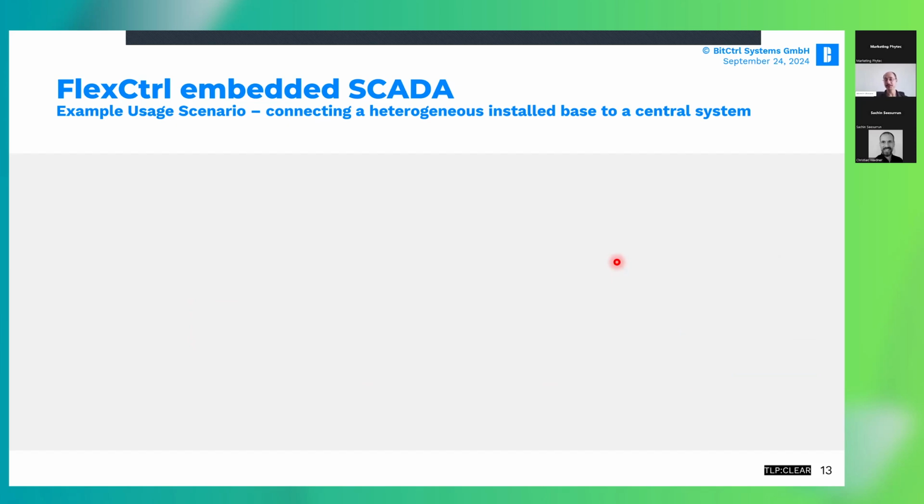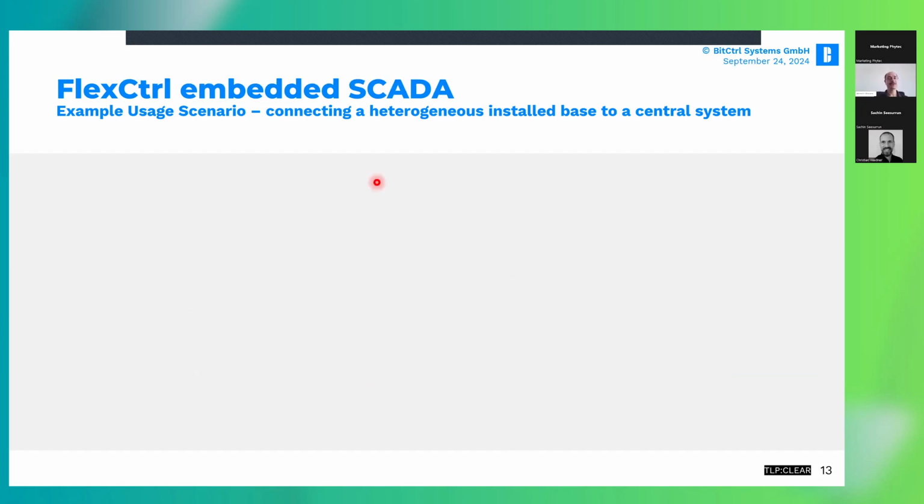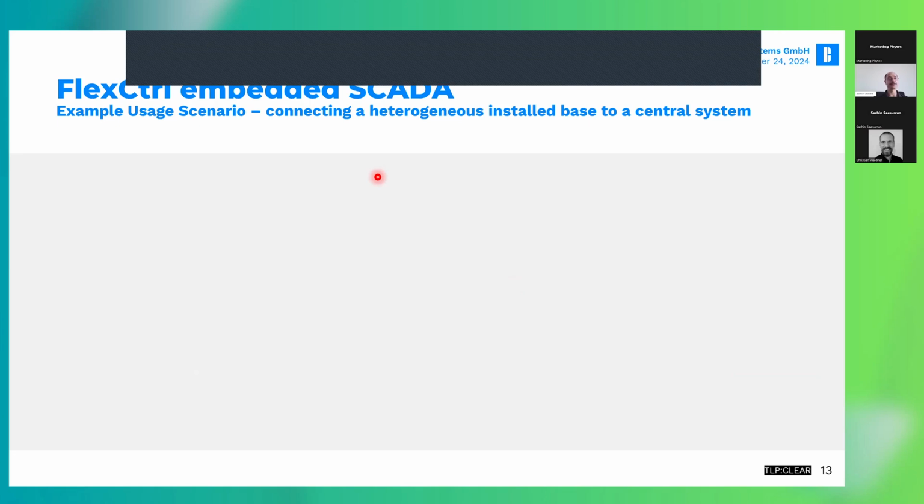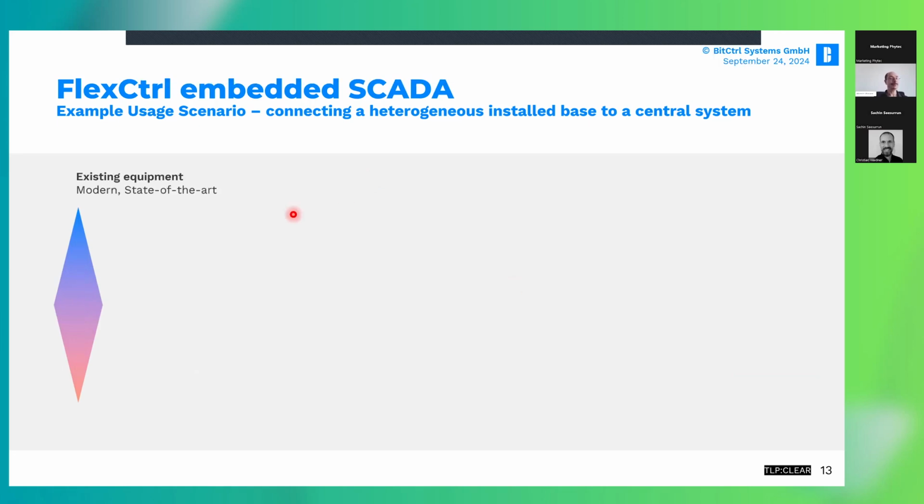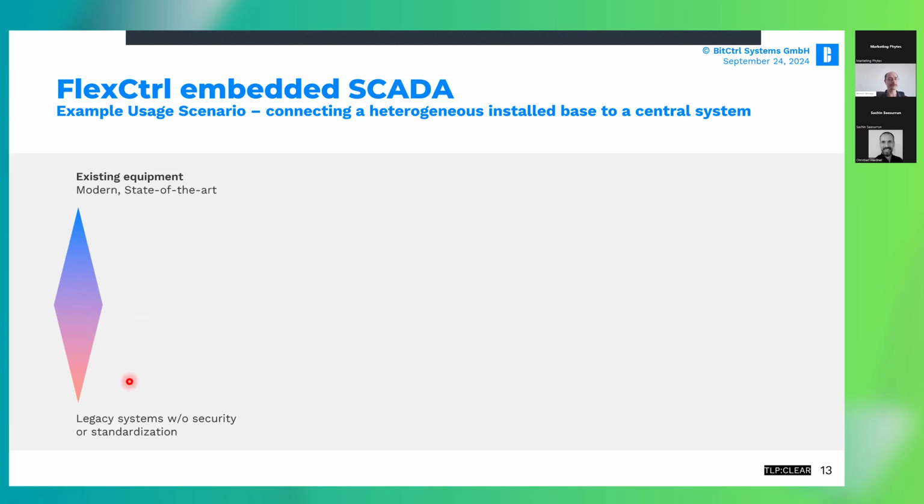Now, in order to illustrate it a bit, I have prepared an example usage scenario. Let's say we want to connect a heterogeneous installed base to a central system. On the left-hand side, you can see existing equipment, which might be very modern, state-of-the-art equipment, right down to legacy systems that don't have any type of security or standardization on board. Examples for this setup might be the machinery park on a factory shop floor, medical devices in a hospital, or some control equipment in an energy distribution substation.